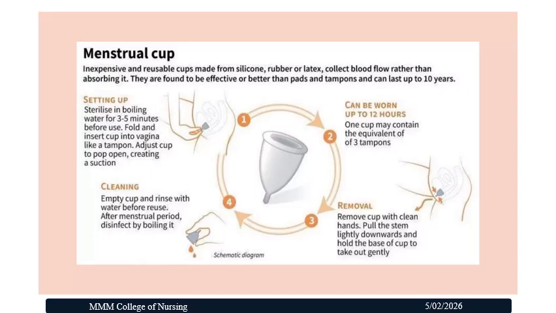The third step is removal. Remove the cup with clean hands. Pull the stem lightly downwards and hold the base of the cup to take it out gently. The fourth step is cleaning. Empty the cup and rinse with water before reuse. After the menstrual period, disinfect by boiling in water.